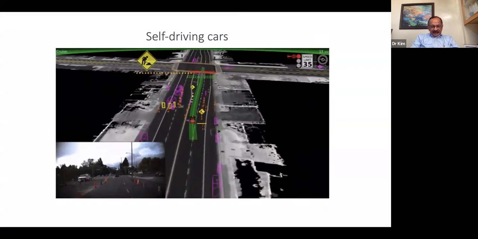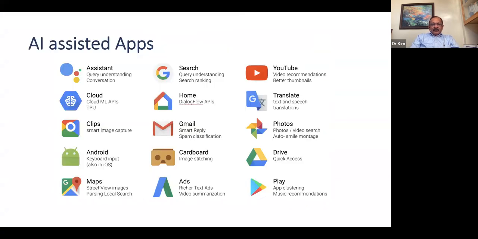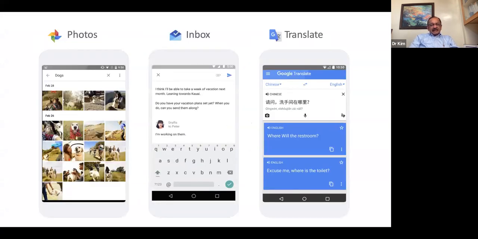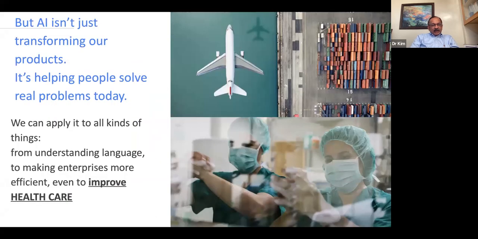We would see this. And more importantly, we keep seeing this, and we have taken it for granted. I'm sure 80% of the people don't even know that these are run using artificial intelligence. It's almost an integral part of our life. So that's what AI has become. But AI isn't just transforming our products, it's actually helping us to solve some real problems today. And in the future, this is going to play a major role.